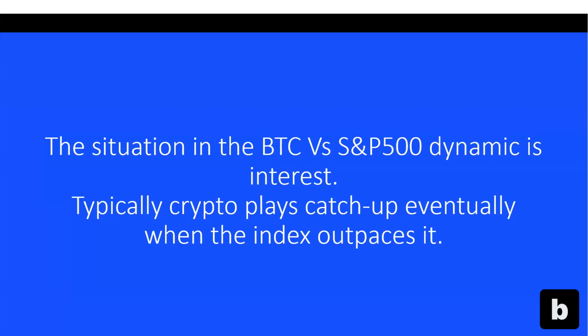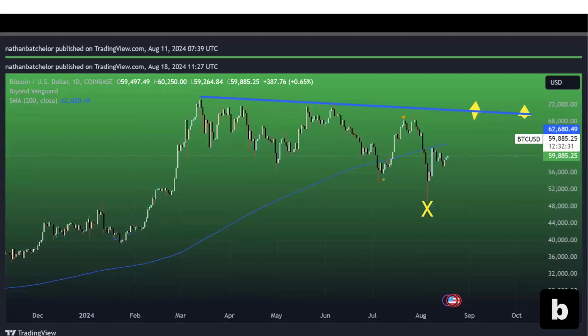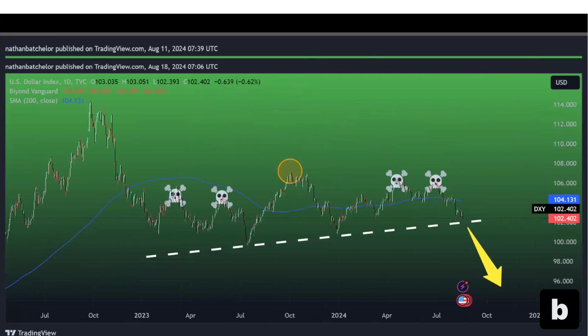Also, I guess the situation in Bitcoin versus the S&P dynamics is interesting, as like I say, we typically see a catch up with crypto, and if we were to look at this chart here, if Bitcoin were to catch up, then we can basically see a move back to around maybe 66,000, maybe 70,000, assuming we see stocks and crypto moving higher in the next couple of weeks together.